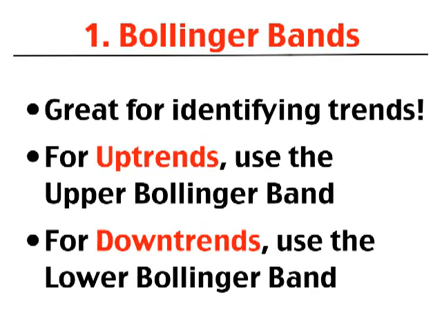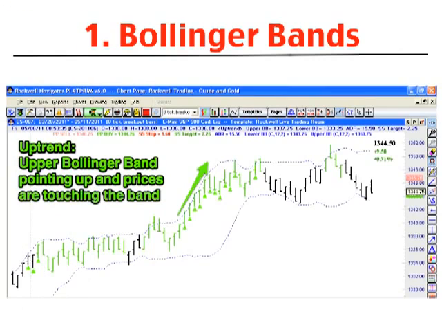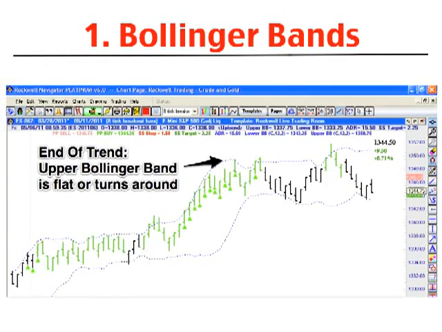Let me show you. In an uptrend, you will see that the upper Bollinger Band is nicely pointing up in a 45-degree angle or more, and that prices are constantly touching the upper Bollinger Band. You see that the band is attracting prices like a magnet, and that's when we see a strong uptrend. So when is this uptrend over? Well, as soon as the upper Bollinger Band starts to flatten, like here.